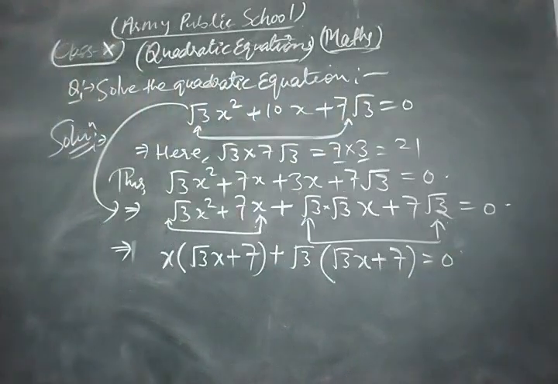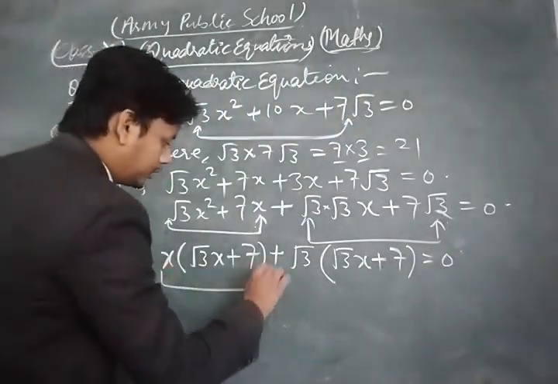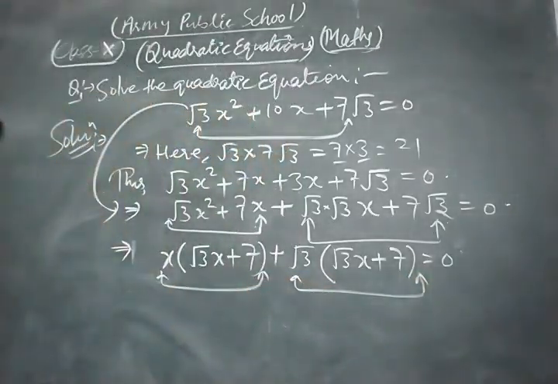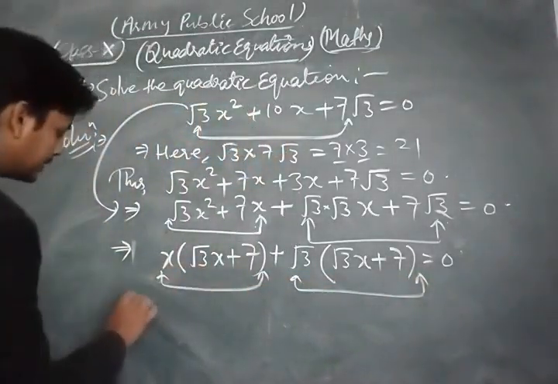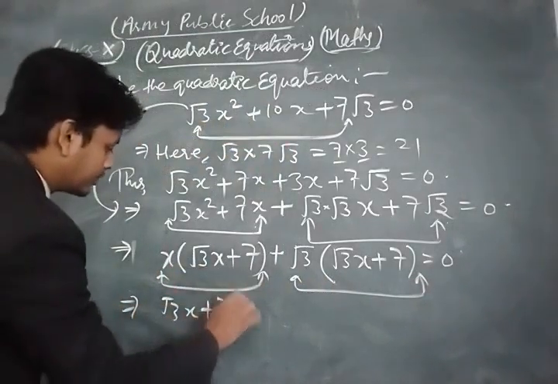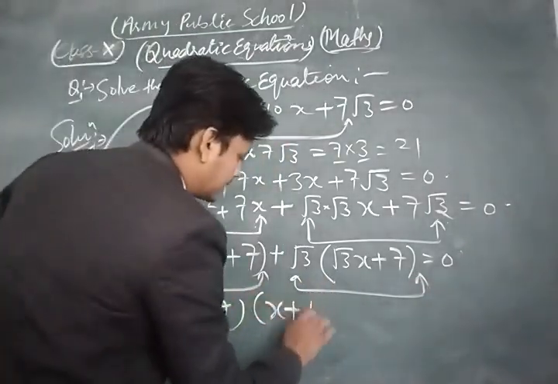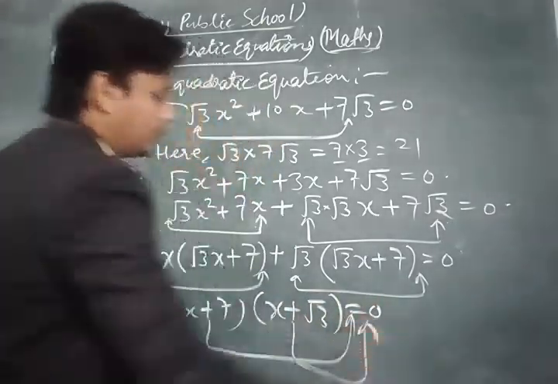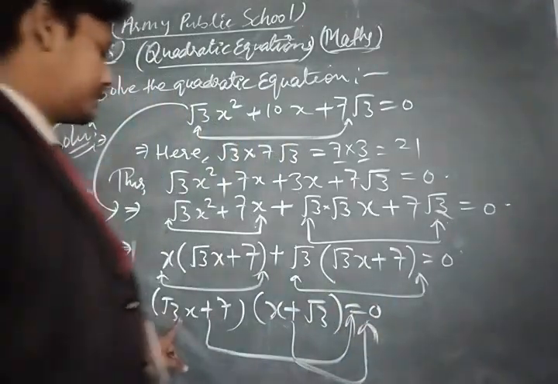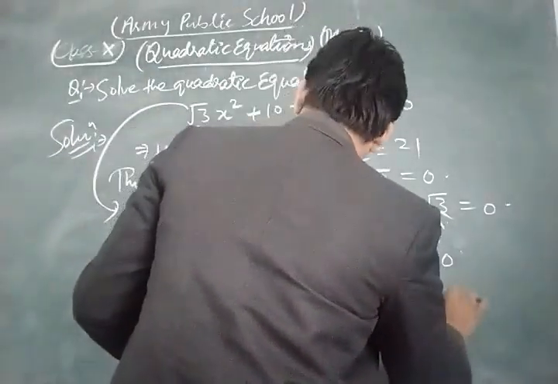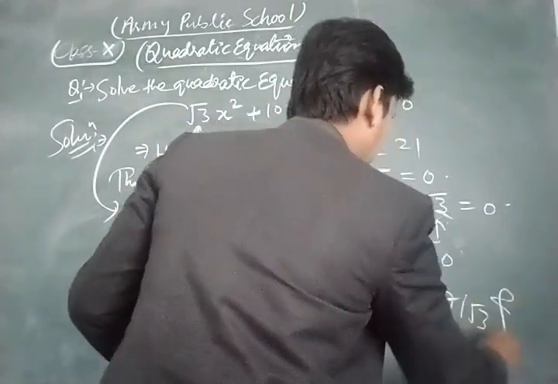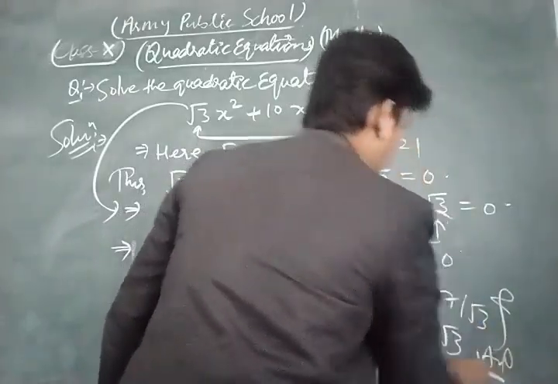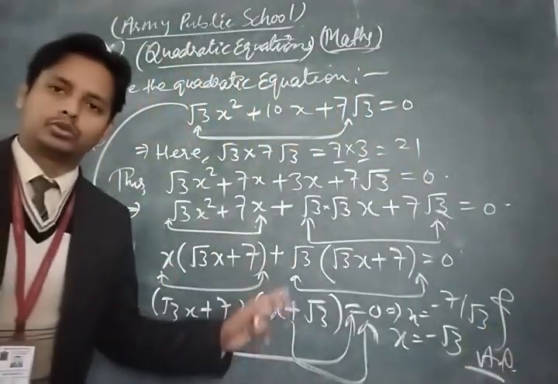Now look, there are two terms. From these we take root 3x plus 7 as common to the whole term, so we get x plus root 3 is equal to 0. Now when we take root 3x plus 7 is equal to 0, one value of x is minus 7 upon root 3, and when we take x plus root 3 equal to 0, x is equal to minus root 3. So this is the required solution of the given question.